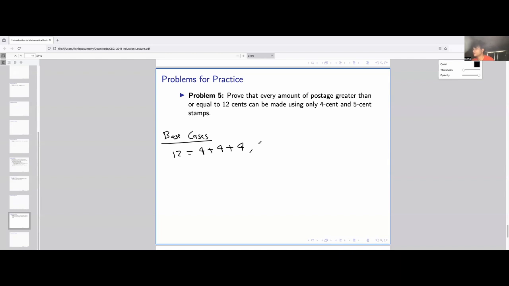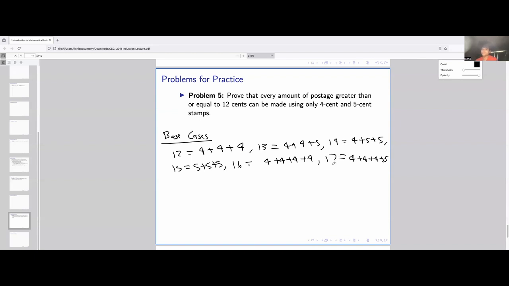Let's say I'm trying to make 13 cents. I can make it like this. Let's say I'm trying to make 14 cents. I can make it like this. Okay, and I could write more, but I think this should basically give the idea. So I clearly know that everything from 12 to 17 works.